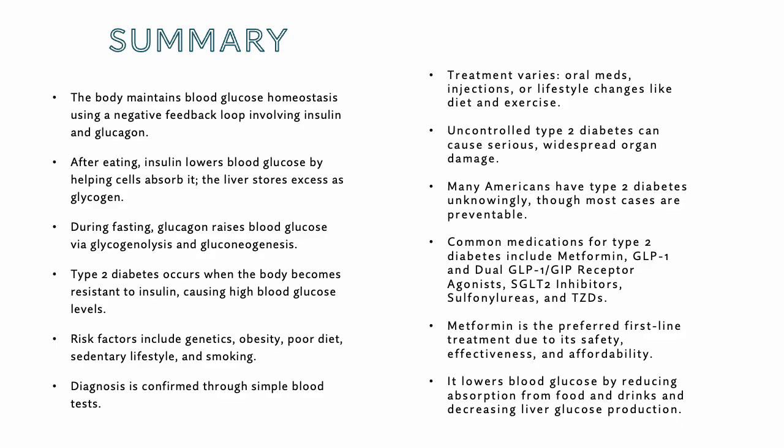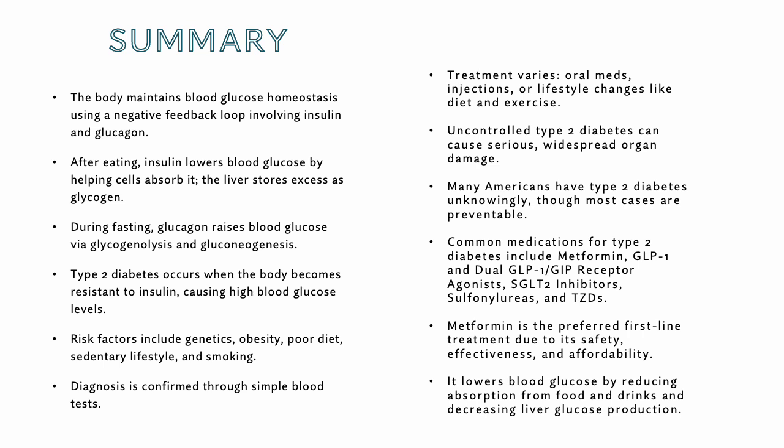Let's quickly summarize what we've covered. Our bodies tightly control blood sugar by using insulin and glucagon as a balancing act. After eating, insulin lowers blood sugar by helping cells take it up, and the liver stores extra as glycogen. When fasting, glucagon raises blood sugar by releasing stored glucose and making new glucose in the liver.